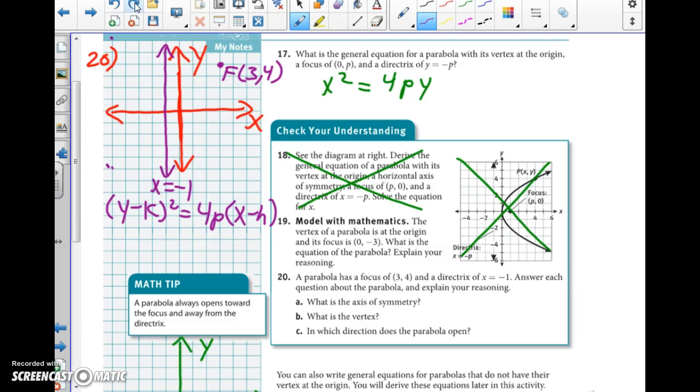Okay? And so if the vertex is at 1, 4, then which way does this open? Up, down, left, right? To the right. Okay, so which equation do you use? The top one or the bottom one? The bottom one. That's what you're seeing up on the board right now. That's the bottom equation.